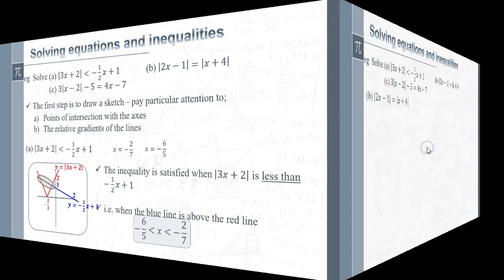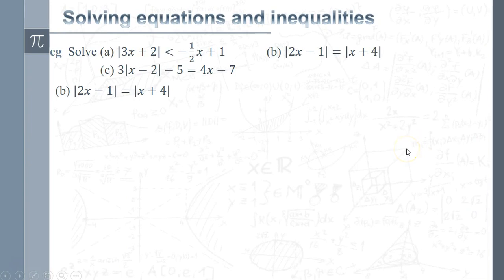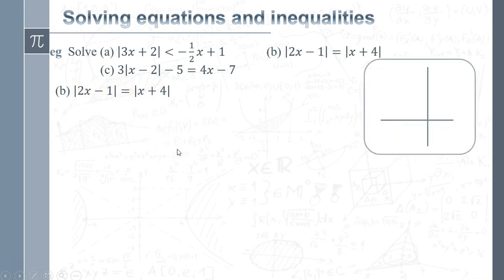Right, on we go, part B. In this case, we've got the modulus function around both parts. We've got two moduluses, whatever. We've got two of them to deal with. So there we go. So there's the first one, 2x minus 1. That's that one. And for the second one, I need the sketch of y equals mod x plus 4. So there's y equals x plus 4. Flip the negative bit upwards, there we go, and that's y equals mod x plus 4 that's there.